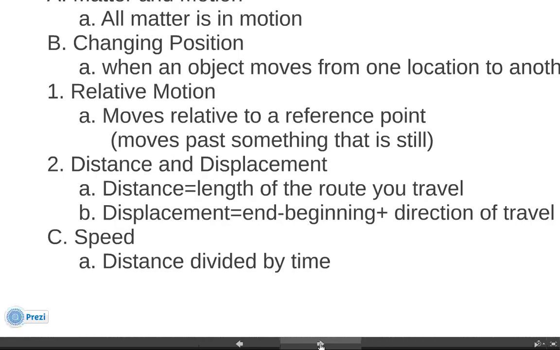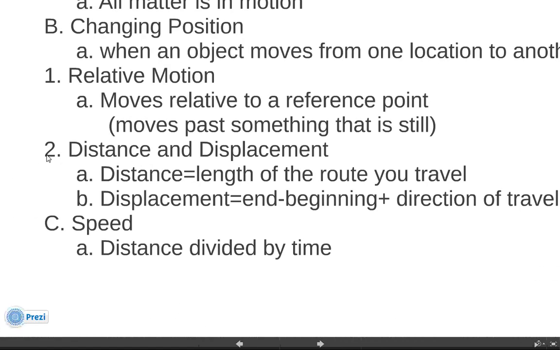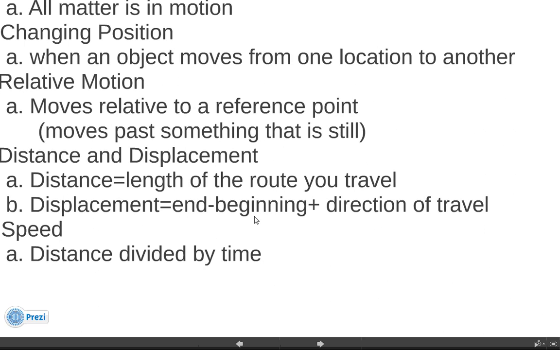Alright, so we are number 2, because this is the second red heading underneath our blue heading. Distance and displacement. Distance is the length of the route you travel. Displacement is the end minus the beginning plus the direction. Okay, so we will work with this.